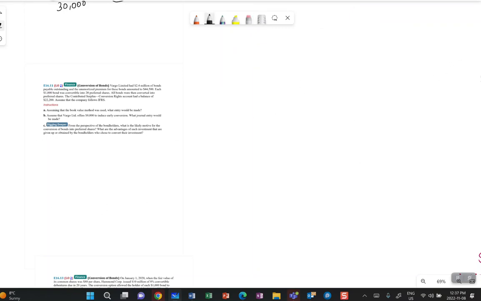Okay, so this is saying assume the book value method is used, what entry would be made? So we're going to make an entry at the time you issue the bond, at the time you convert it, and at the time you retire it. Those are the three things that can happen. In this case, the question is saying we're doing a conversion. So let's do the A part.